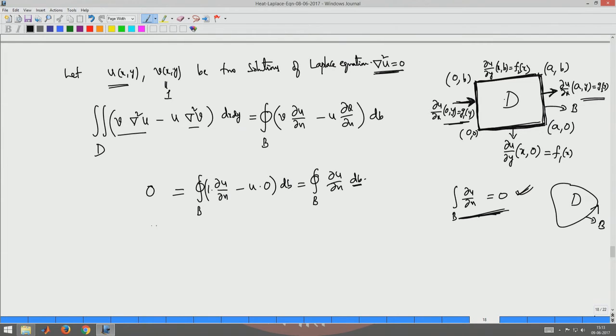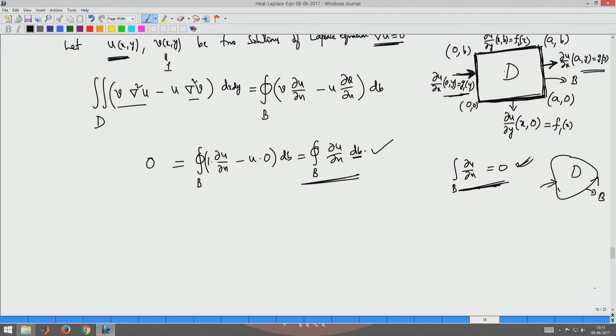So, if you want to have a solution for this problem with the Neumann data on it, the Neumann data is given all along the boundary, that is the flux should be 0, effective flux should be 0, that is what it says.